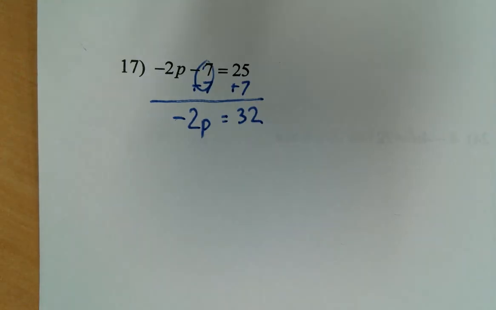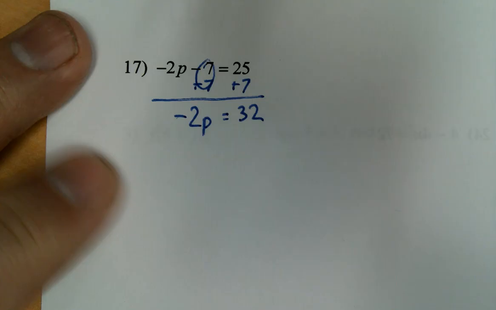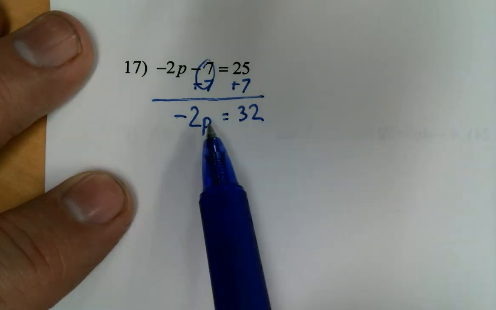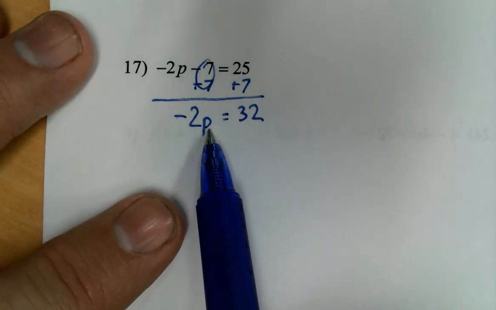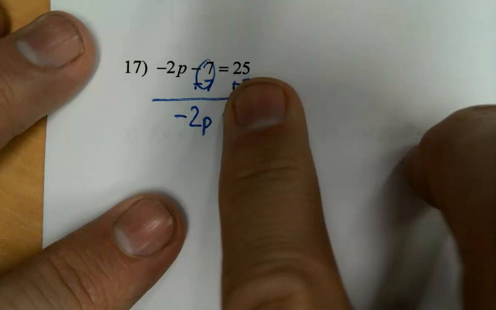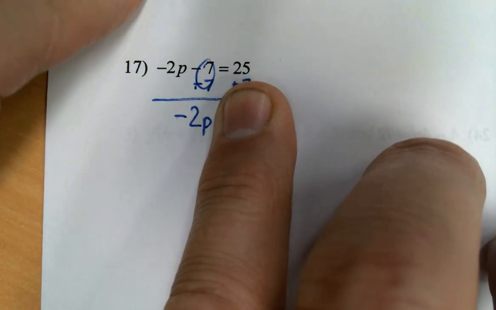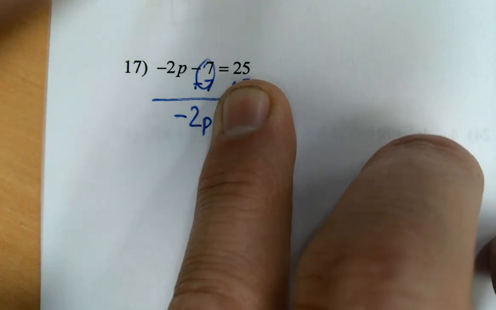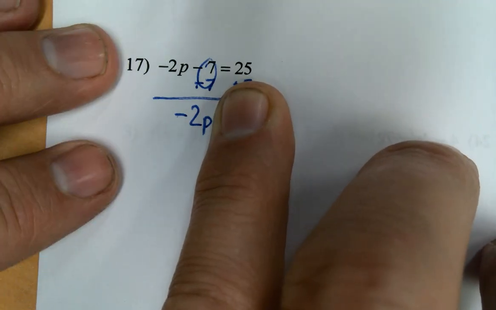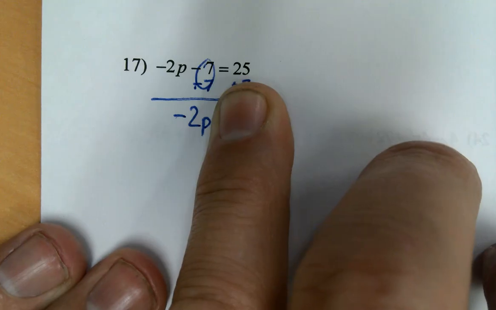Okay, and it's now like we almost start our questions all over again. What am I solving for? I'm solving for P. What do I got to get rid of? I've got to get rid of that -2. Now here's another place where I'm still seeing a lot of you that are making a mistake because you're not thinking. You're just looking and doing and not slowing down to think.